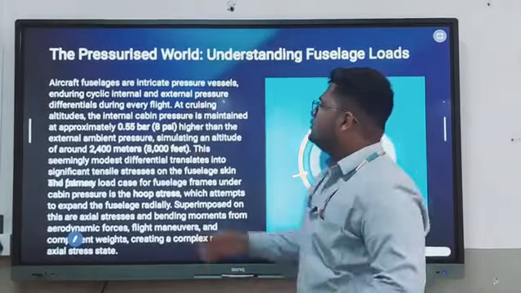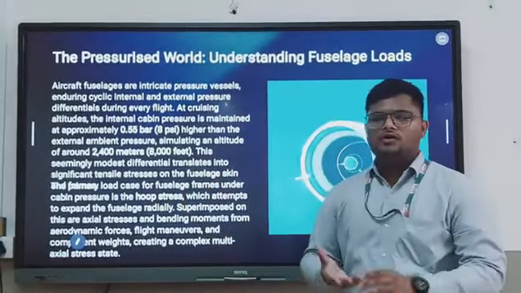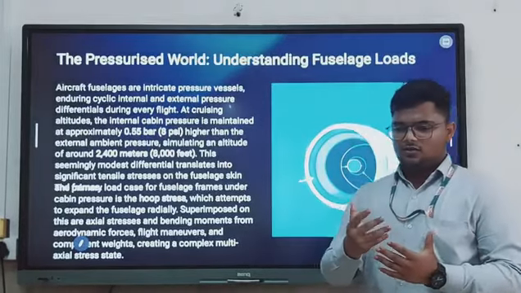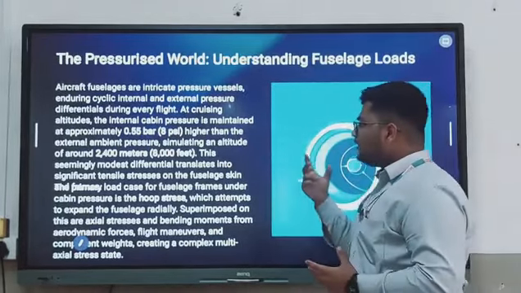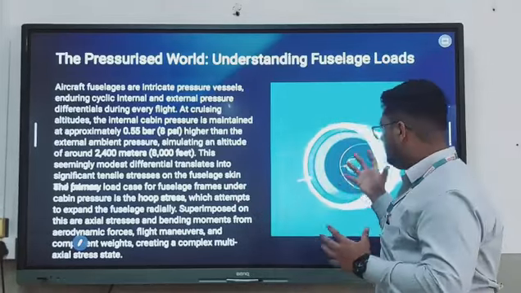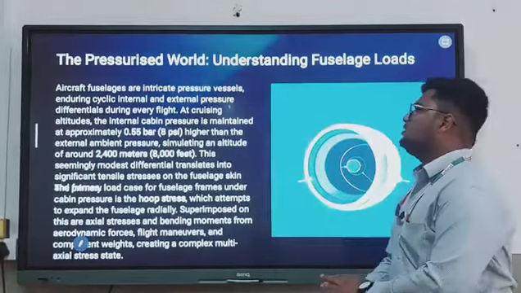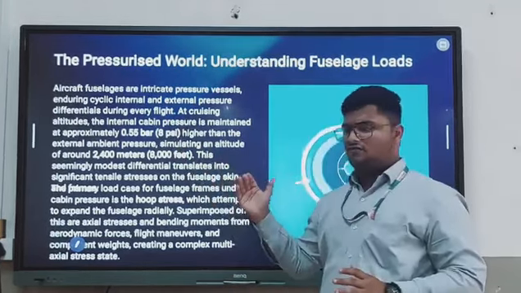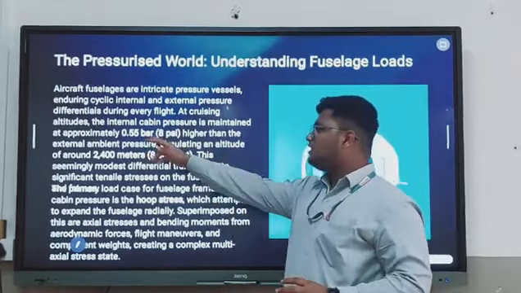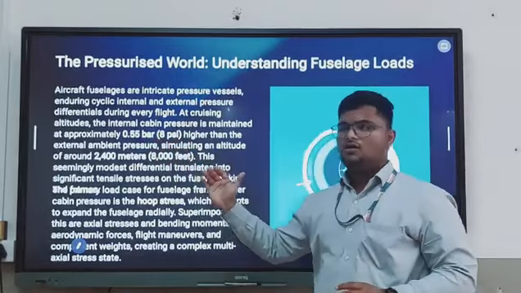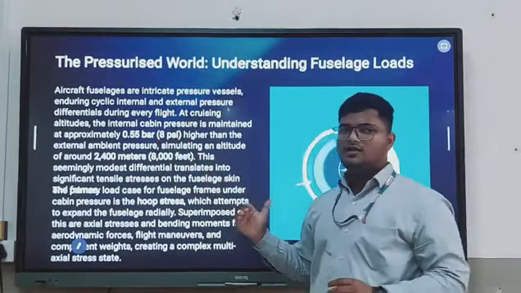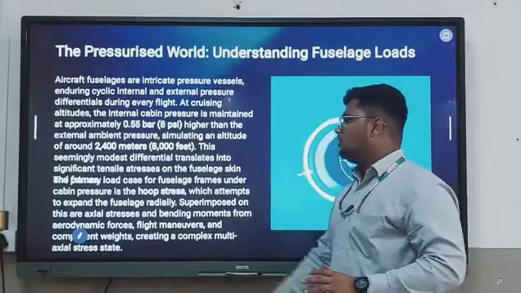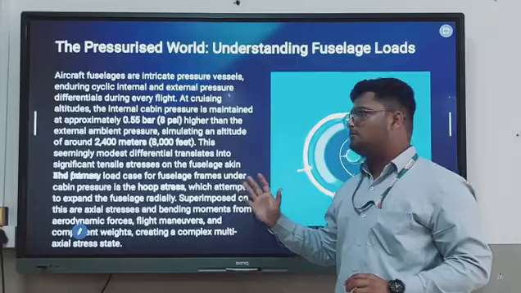The pressurized world. So what is the stress that a cabin or a fuselage experiences? The fuselage maintains during a flight approximately 0.55 bar pressure, that is 8 psi, which is higher than the external ambient pressure at an altitude of around 2400 meters.